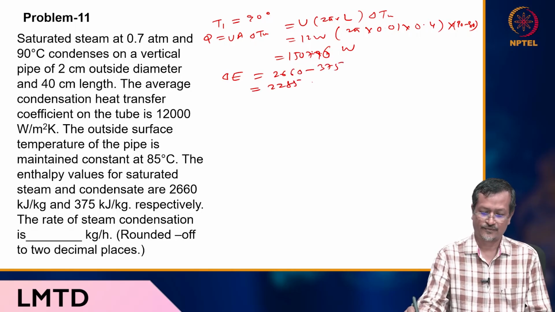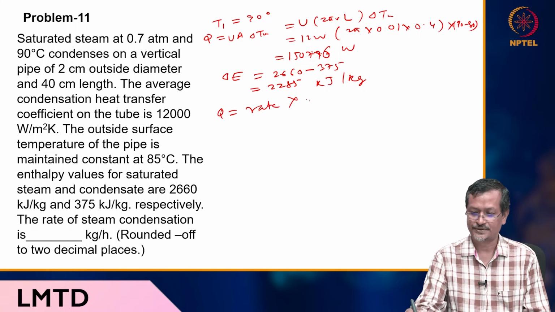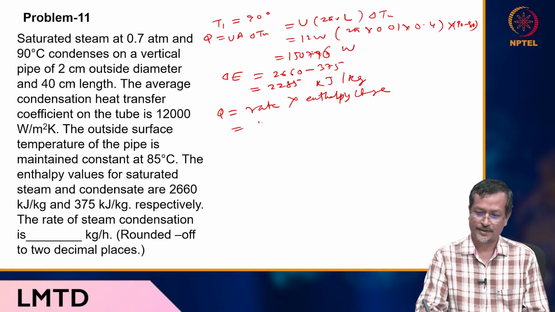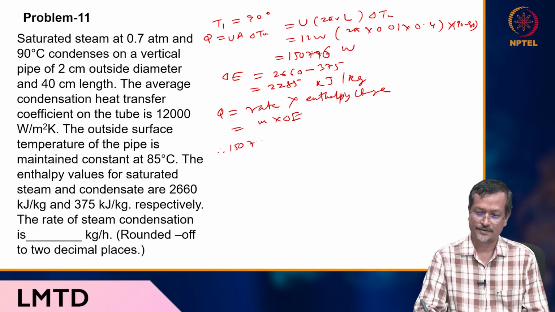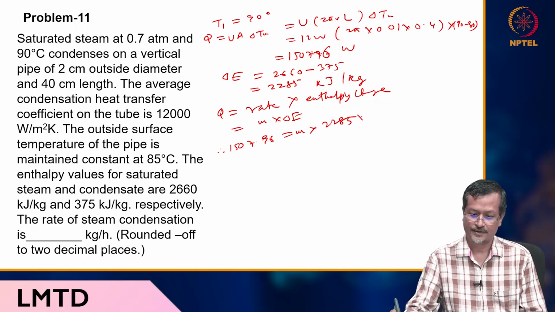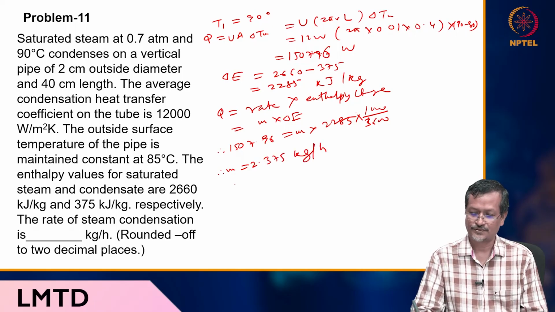equals 2285 kJ per kg. Okay, let the rate of steam condensate be M kg per hour. So Q equals rate into enthalpy change. So M cross del E. So therefore 150.796 equals M into 2285 into 1000 divided by 3600. Okay, therefore M equals 2.375 kg per hour.